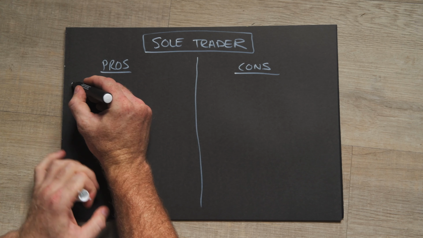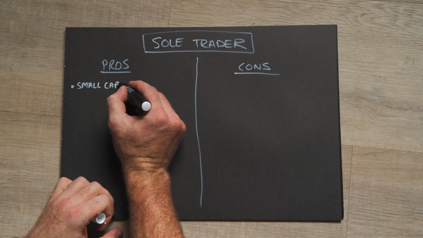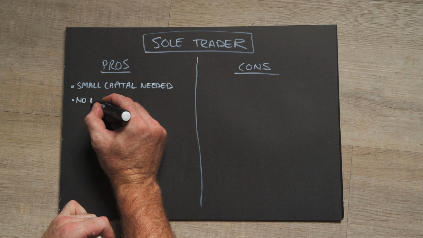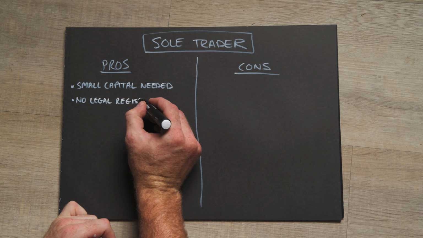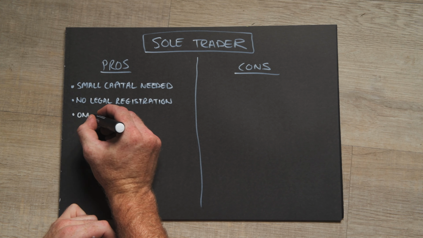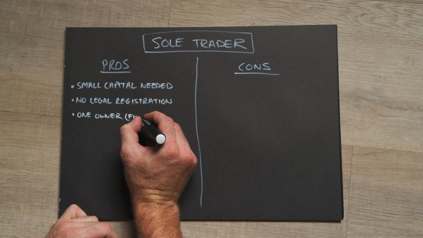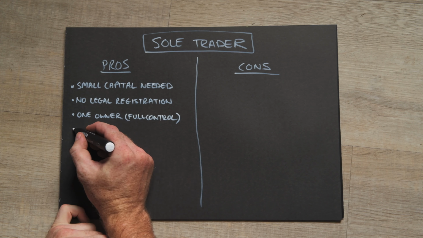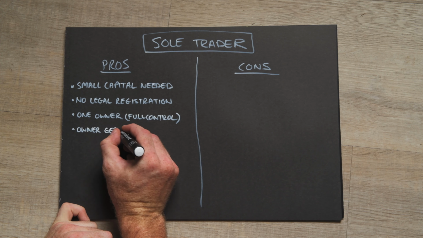On the pro side for being a sole trader, the first is you don't require large amounts of capital to start up a business as a sole trader. Secondly, there's no legal registration needed because you're operating under your own name in your own capacity. There's only one owner, which is you, which means you have full control. No one else can tell you what to do. And that's helpful at times. You as the owner are entitled to all the profits that business derives. You don't have to split it with anyone.